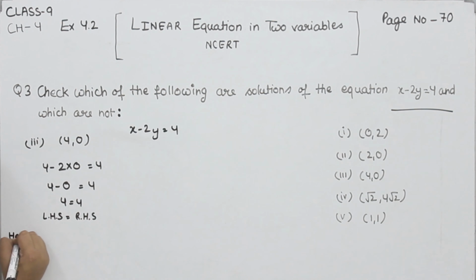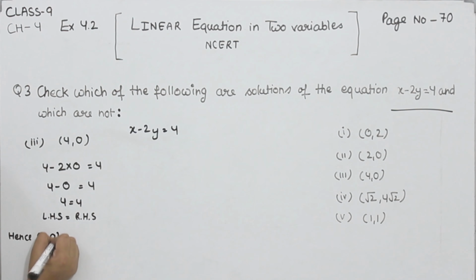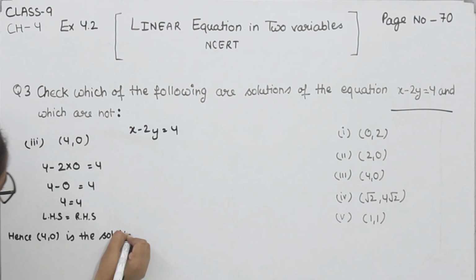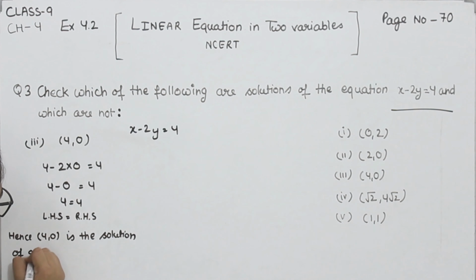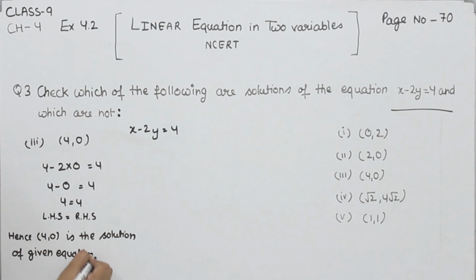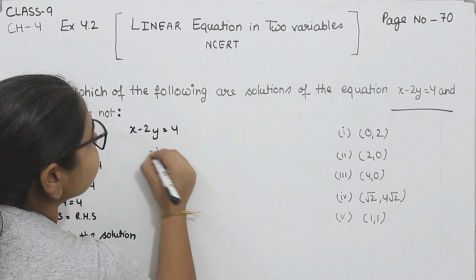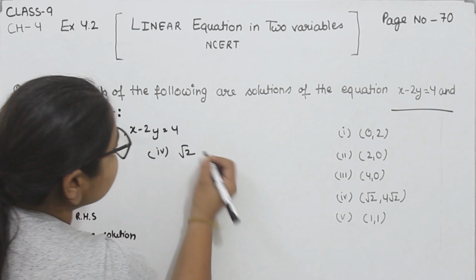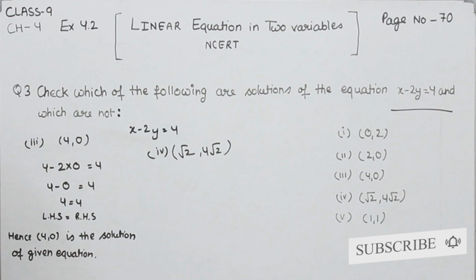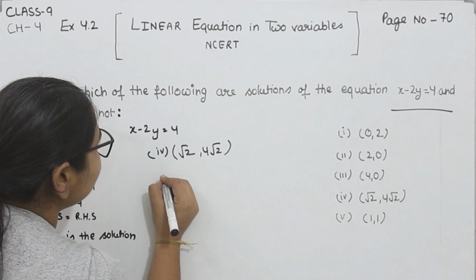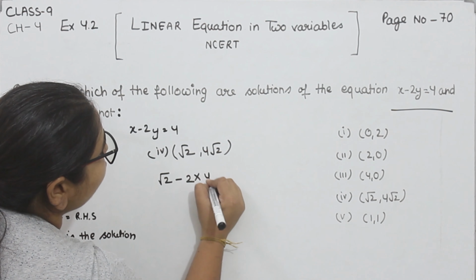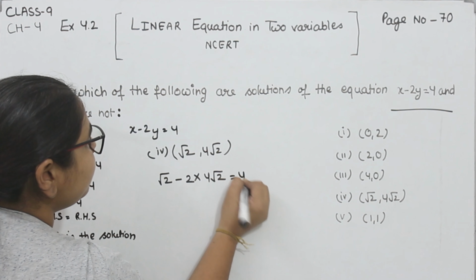So we'll write the statement: hence (4, 0) is the solution of the given equation. Now come to part 4. In part 4 the points are x is equal to root 2 and y is equal to 4 root 2. So start with this one. We are going to put the value. Now root 2 minus 2 multiplied by 4 root 2 is equal to 4.